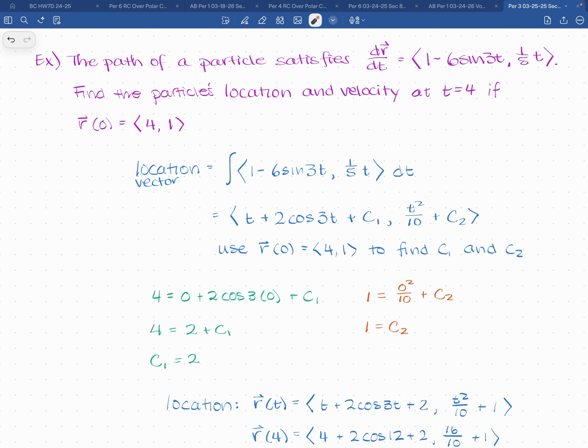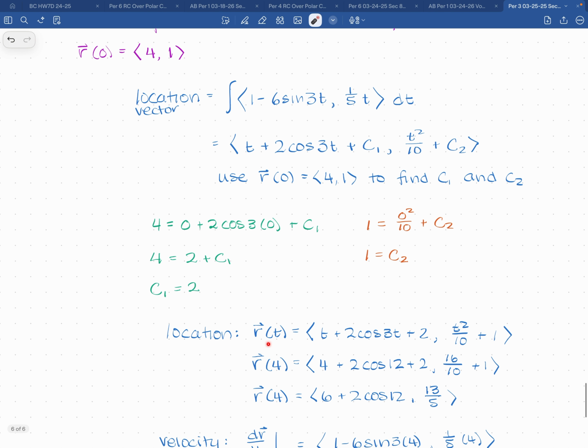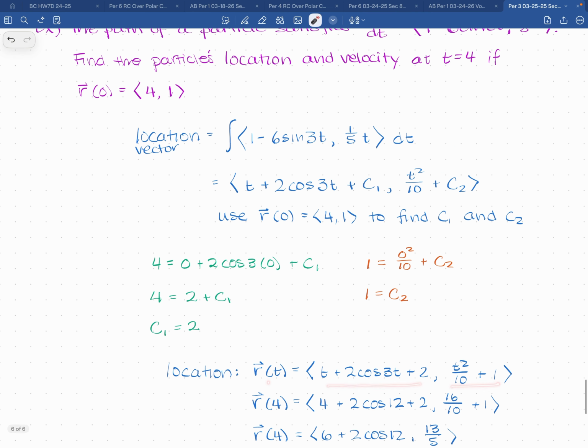So looking at the horizontal component, the value is 4 when t is 0. So let t equal 0. And then you can solve for C1. And then the vertical component, the value is 1 when t is 0. So let t equal 0 and you get C2. So now we know the location vector is this.